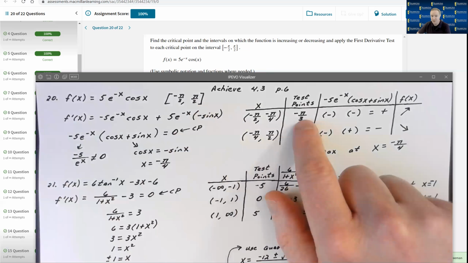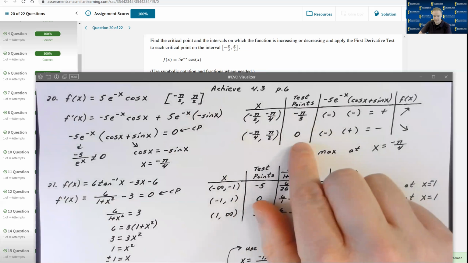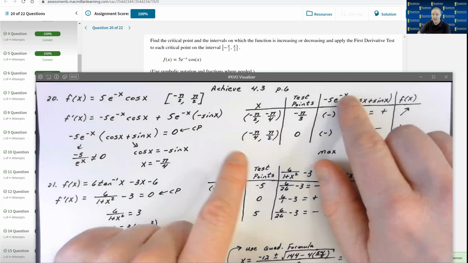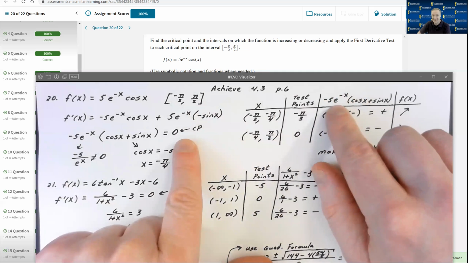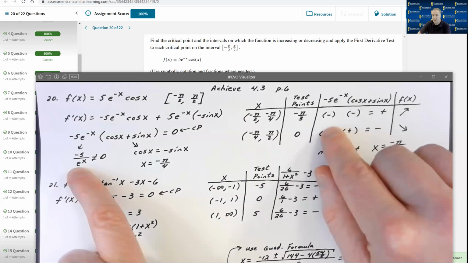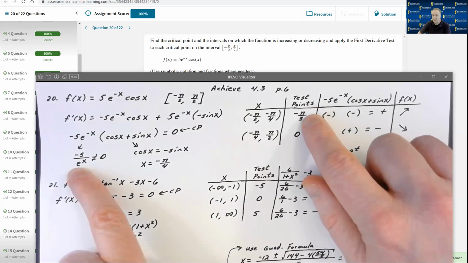I choose a test point in that first region. Negative pi over 3 fits nicely between negative pi over 2 and negative pi over 4. And 0 certainly fits nicely between negative pi over 4 and pi over 2. I plug that into my function. This first exponential function, negative 5 over e to the x, no matter what you plug into that, you're always going to get a negative. So I just went ahead and showed that. Now, it's this second factor that's going to matter.